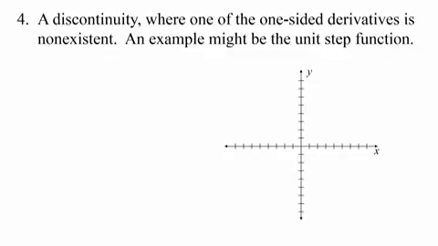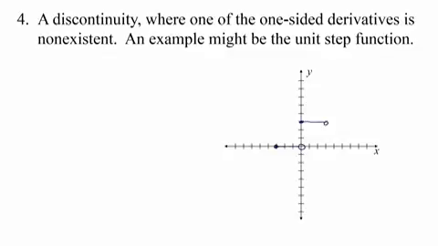And 4, a discontinuity, where one of the one-sided derivatives is non-existent. An example might be the unit step function. Let me sketch that graph. Something that might look like this, where we have a complete discontinuity at x equals 0. So there again, the derivative would not exist at x equals 0.